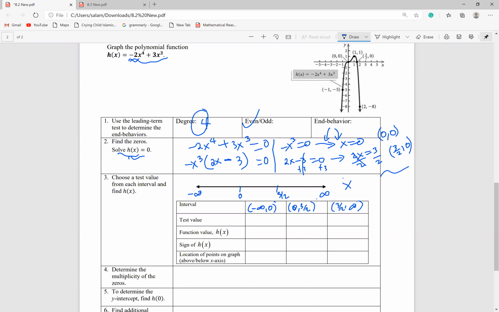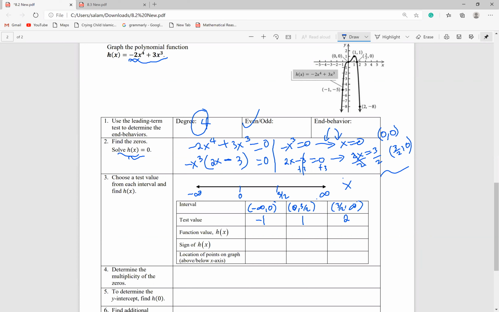And that's the next thing we're going to do. Now we can choose test values, which are your x, within negative infinity to 0, within 0 to 3 over 2, and within 3 over 2 to positive infinity. Those are the x values we're going to use, assuming within these intervals that we have. So for the first one, I choose -1. From 0 to 3 over 2, I choose 1. And from 3 over 2 to positive infinity, I choose 2.